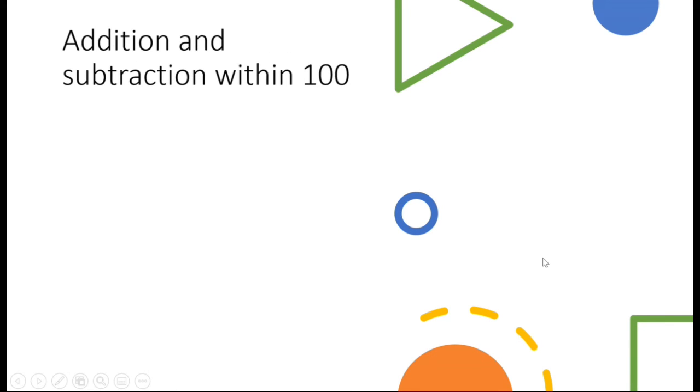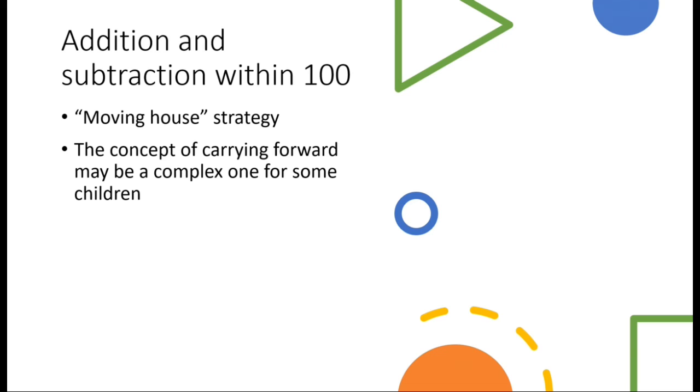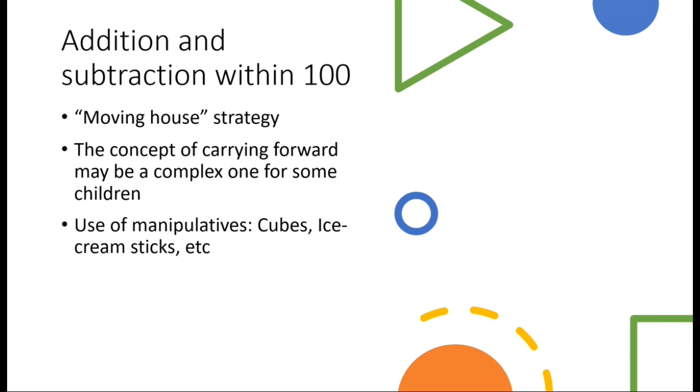Lastly, we'll be looking at addition and subtraction within 100. At CalibreMath, we use fun and innovative ways to help your child learn mathematics. To learn this concept, for example, we use the moving house strategy. So the concept of carrying forward may be a complex one for some children. So by using this strategy over here, we help them to understand why we need to carry the number forward. So you should start by using manipulatives to help your child to understand numbers better. You could use cubes or ice cream sticks, etc.